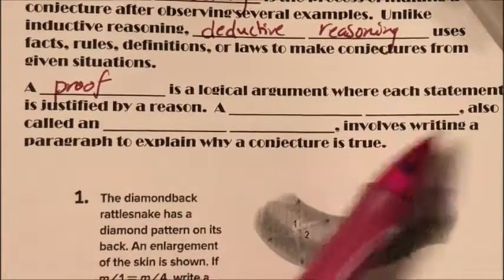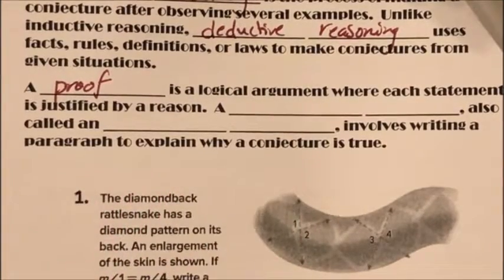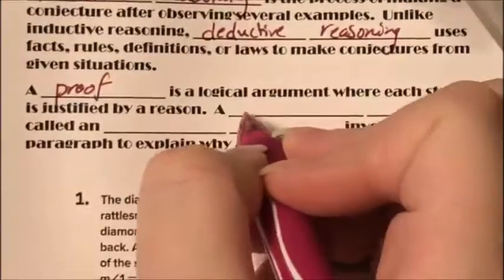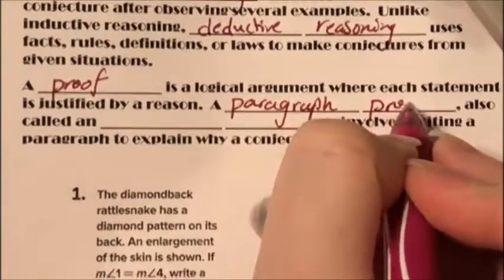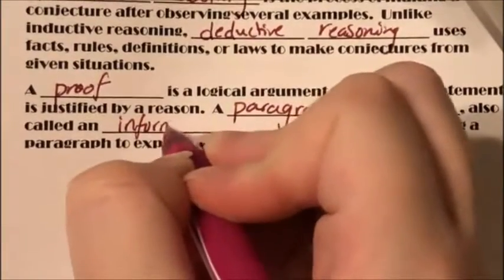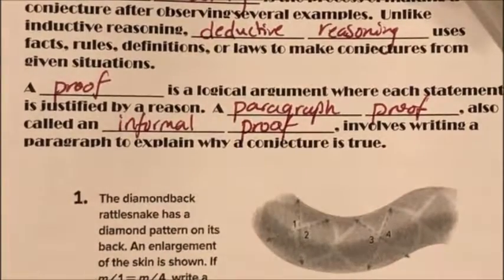A blank blank, also called a blank blank, involves writing a paragraph to explain why a conjecture is true. So in those blanks, a paragraph proof, also called an informal proof, involves writing a paragraph to explain why a conjecture is true. So you're giving me reasons and why they're true. So let's look at example number 1.